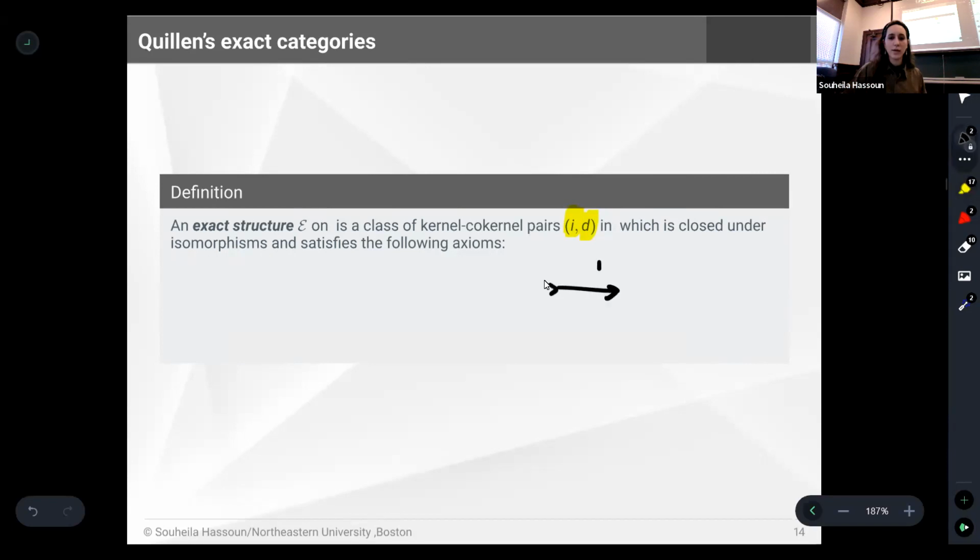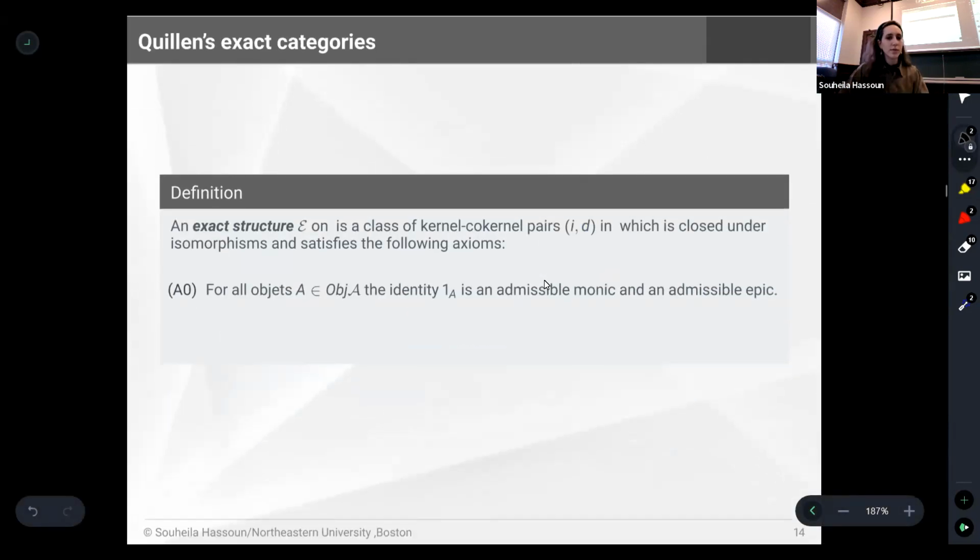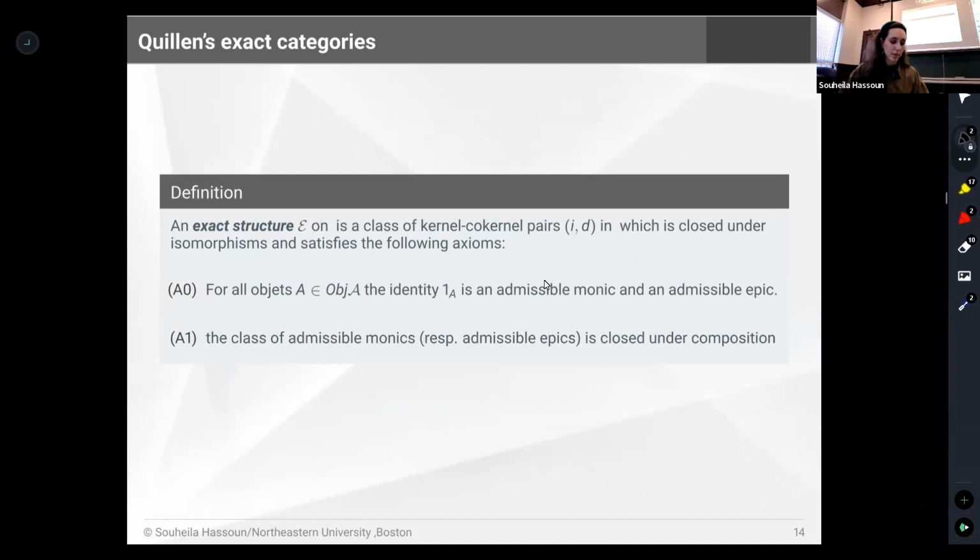So we have i. Then we compose it with some d, and the composition will be 0, but it's not just a weak kernel co-kernel, it's a kernel co-kernel pair. It's closed under isomorphism, under direct sums, but the direct sums are consequences of the axioms. And so it's not any class of kernel co-kernel pairs that could be called an exact structure. It should satisfy some properties, like, for example, that the identity should be an admissible monomorphism and an admissible epimorphism at the same time.